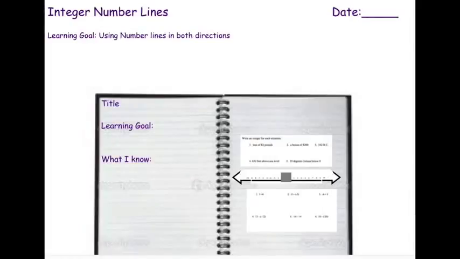Hi everyone! Today's lesson is on integer number lines, and we want to be able to use number lines in both directions, both positive and negative. I linked your template to the calendar, and it's really important that you use your template for this particular video because you are going to have a number line that's a little interactive for you.